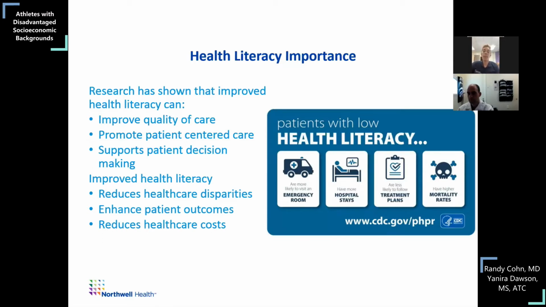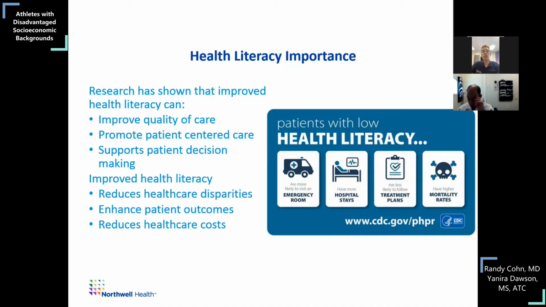More than half the population may not be able to understand the information that you're giving them about their healthcare status. This puts them at risk of negative health outcomes. So a patient with low literacy will more likely have more visits to the emergency room, those longer hospital stays, have higher mortality rates, and not really follow the treatment plans that you give them.